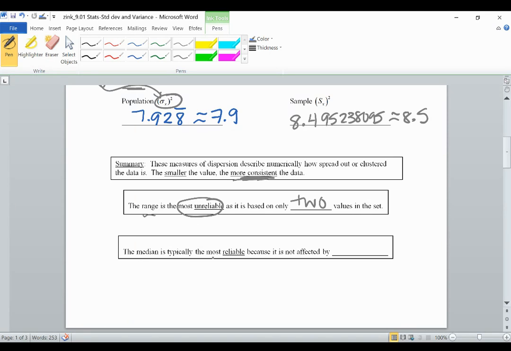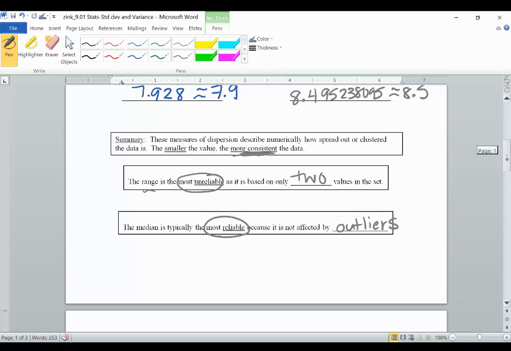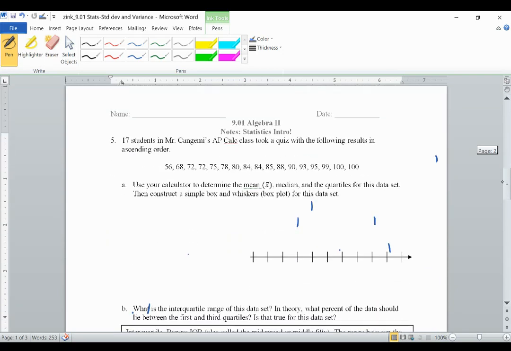Now, the median is going to be the most reliable because that one will not be affected by any outliers. Some of you in class had said the mean, and we talked about that while that is better than the range, it wouldn't be the most reliable because, again, it's going to be affected by that outlier. If you're adding up all your numbers and then dividing by how many you have, that outlier, if it's a really large number, is going to pull that average, or your mean, up higher than the majority of your data.